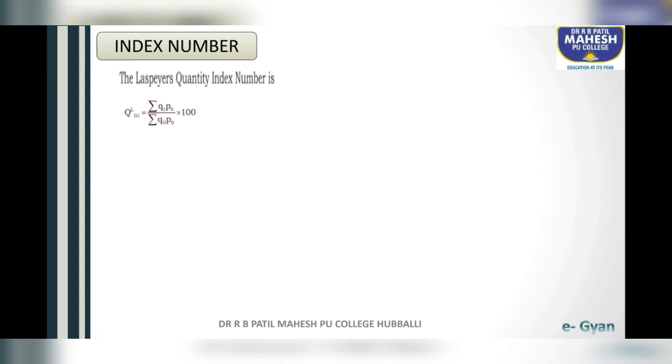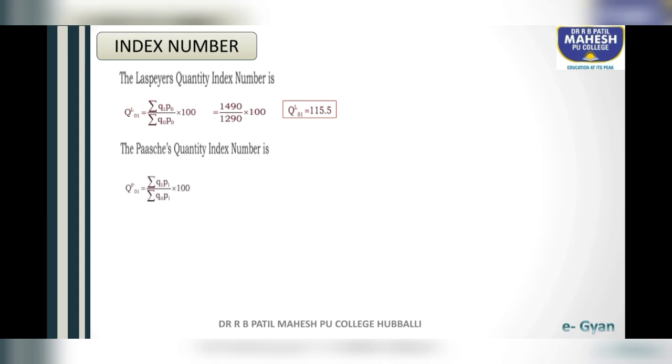The first formula is Laspeyres' quantity index number. The formula is summation Q1 P naught divided by summation Q naught P naught, into 100. So students, summation Q1 P naught is 1490 and summation Q naught P naught is 1290. After solving this, the final answer, Q0 of Laspeyres, is 115.5.